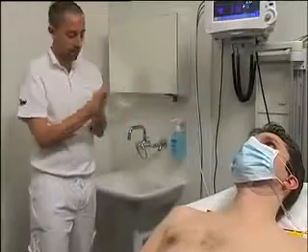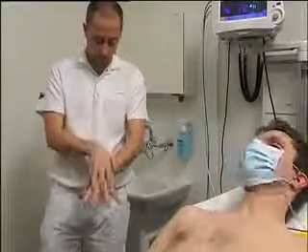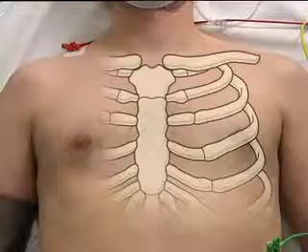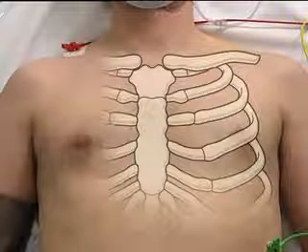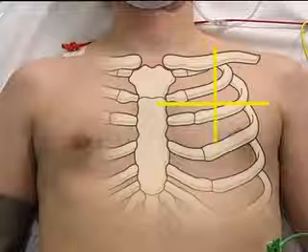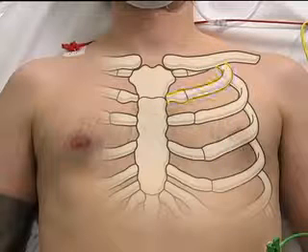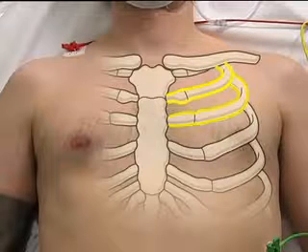Rub your hands with an alcohol-based formulation and then examine the patient to determine the location of landmarks for the procedure. The preferred location for placement of a needle for aspiration of pneumothorax is the second intercostal space in the midclavicular line, on the side with the pneumothorax. Begin by locating the second and third ribs.